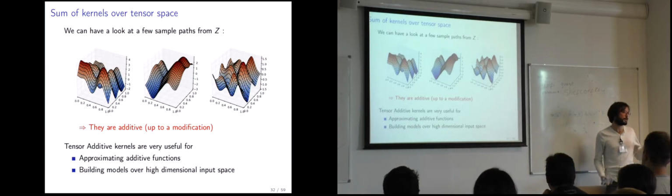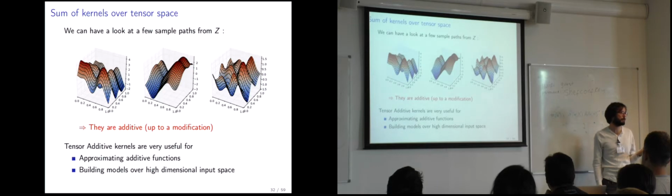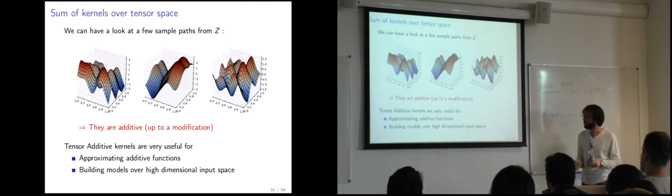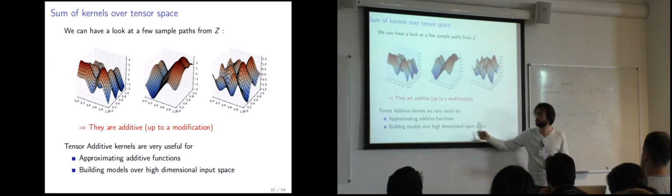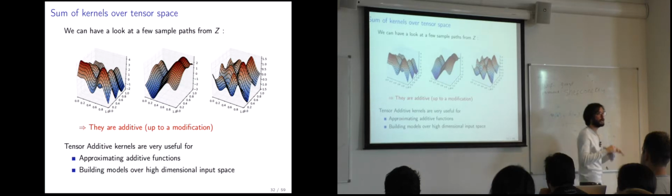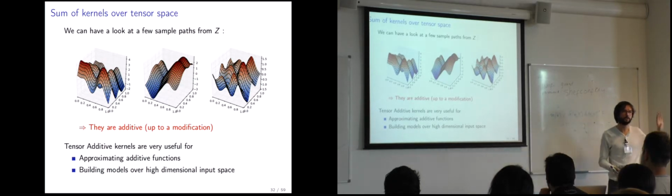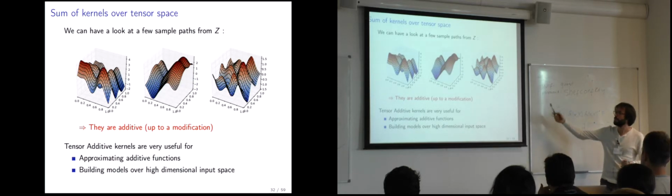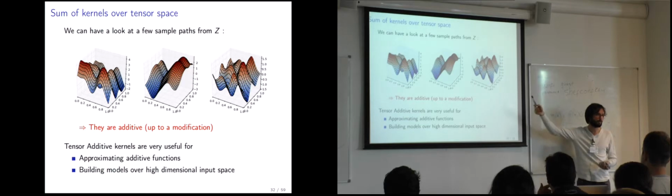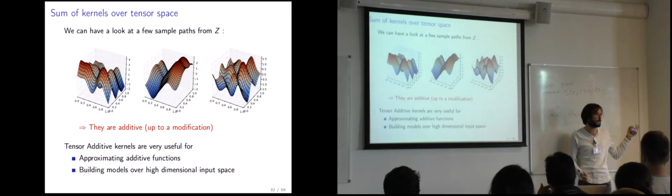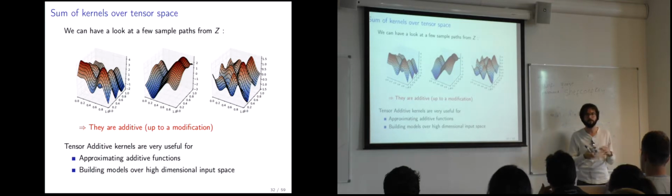So of course, this would be very interesting if you want to approximate a function that is additive. But they are also interesting if you want to approximate a function in very high dimension. There's all the theory on generalized additive models, all these methods. And this would be the equivalent in Gaussian process regression to the generalized additive models, just by picking a kernel that is a sum of univariate kernels.